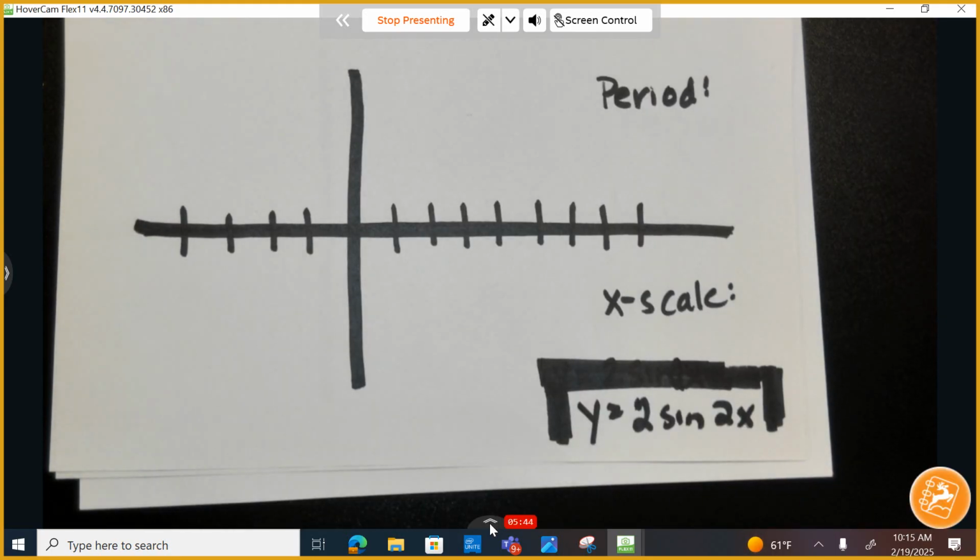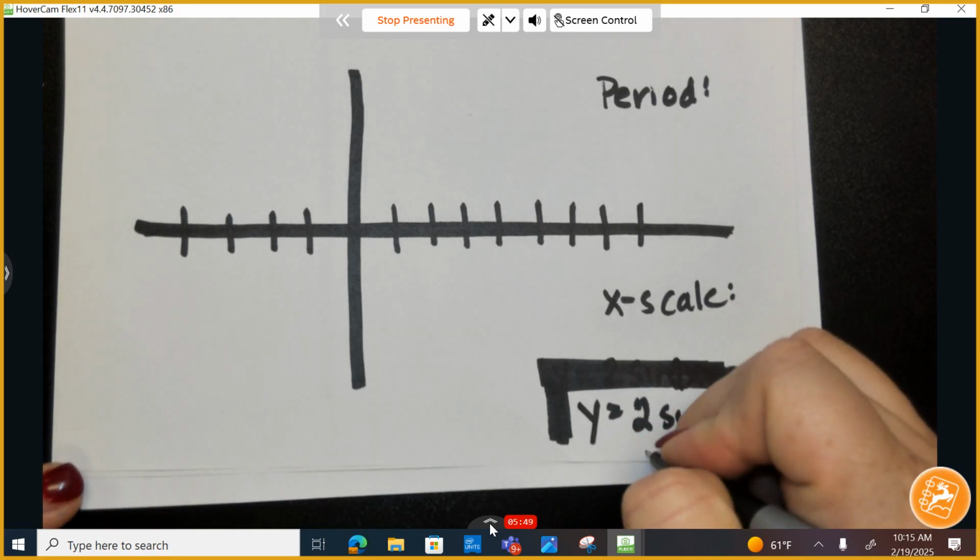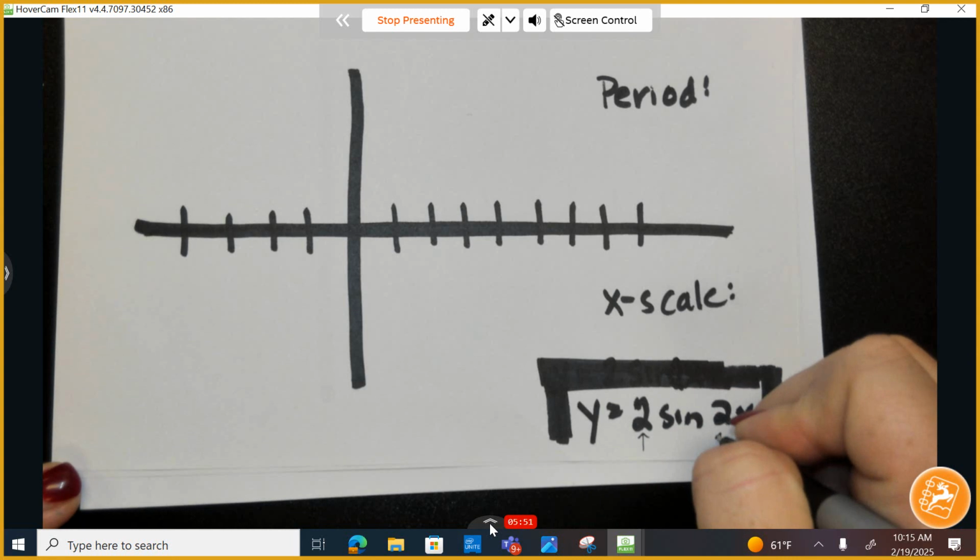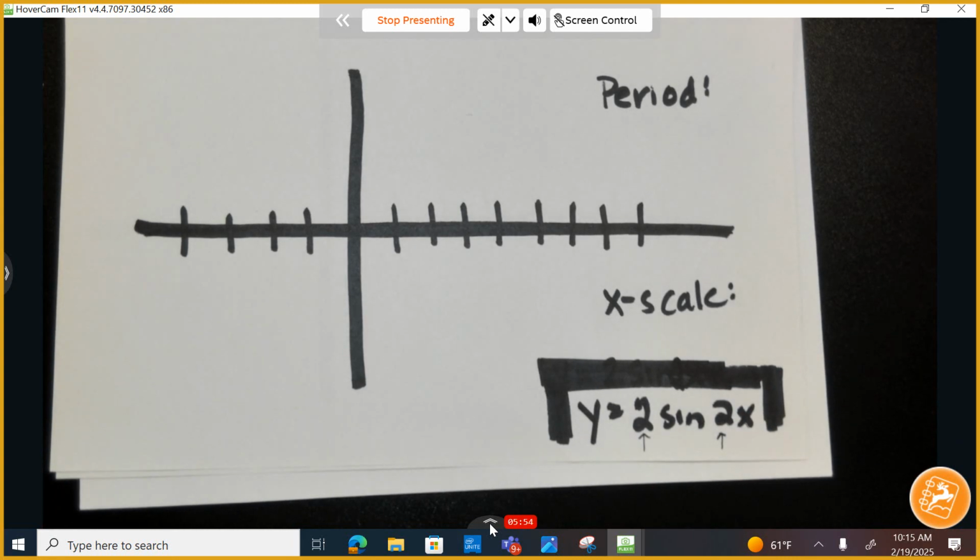Let's look at example number 2. My function is y equals 2 sine of 2x. Do me a favor and please draw an arrow to both 2's, the one before the x and the one in front of the function.